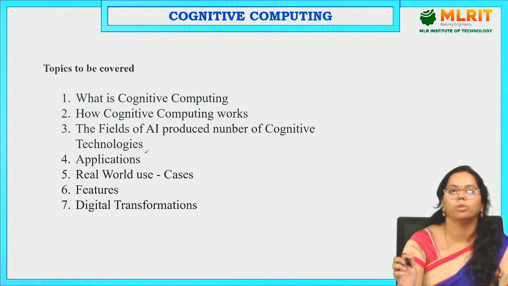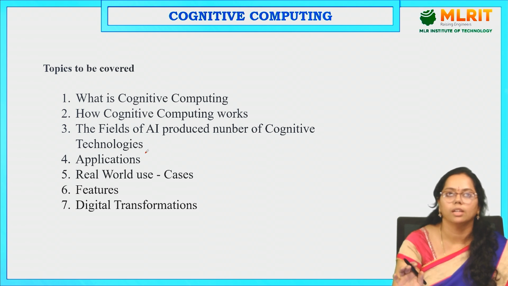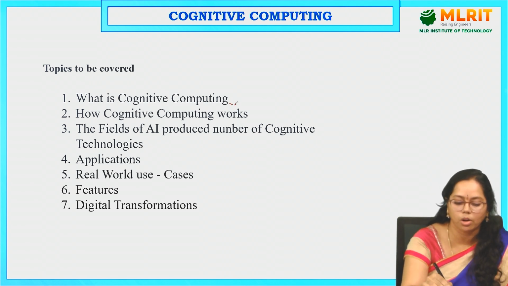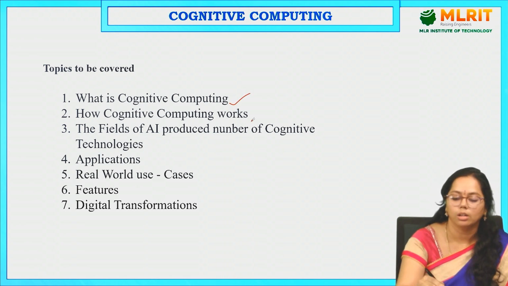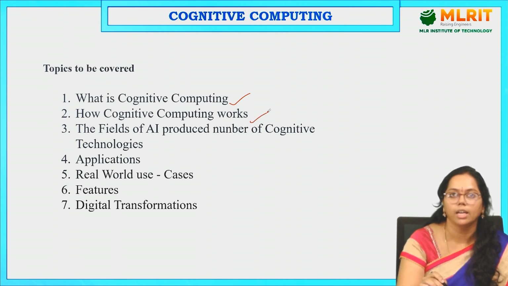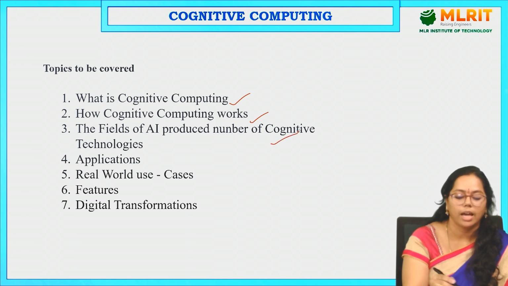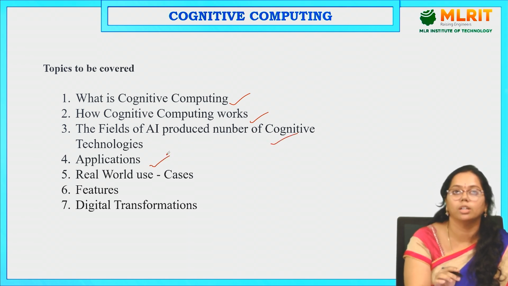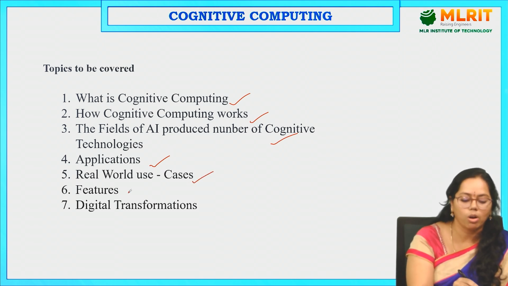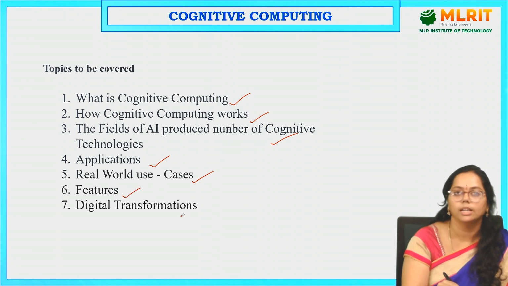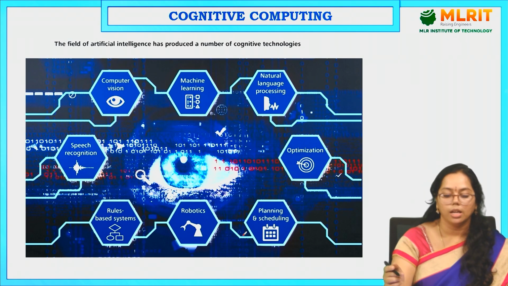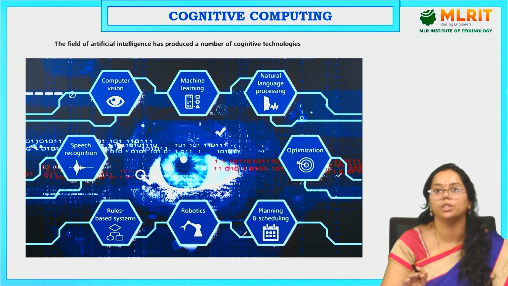which I am going to cover in this session are what is cognitive computing, how cognitive computing works, what are the fields of AI which produce a number of cognitive technologies, and what are the applications where cognitive computing is used in the real world with a use case, and what are the features in it along with digital transformation. Now, what are the technologies used?